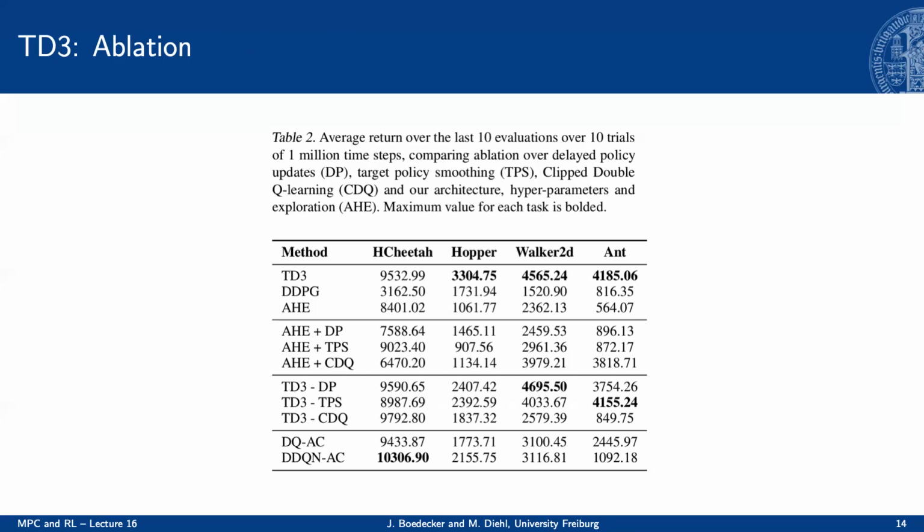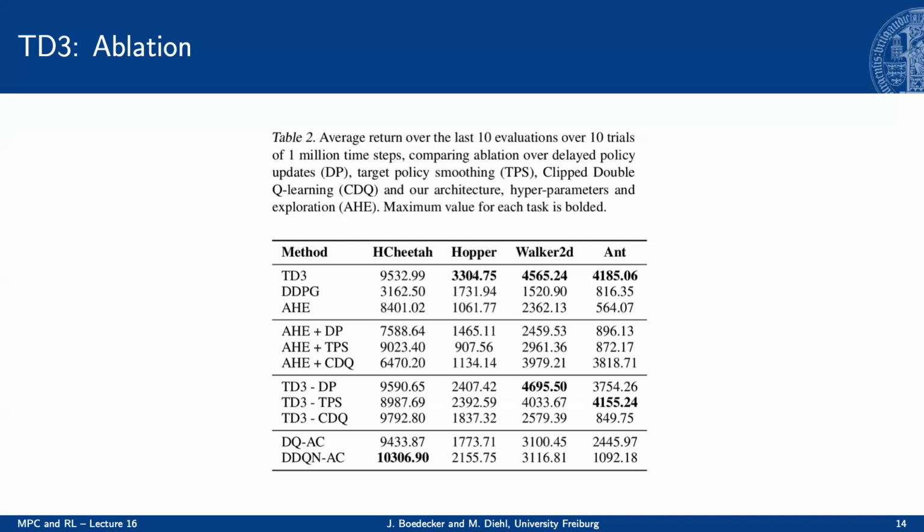And then they looked at what happens if we just use delayed policy updates, what happens when we use this target policy smoothing and this clipped double Q learning. You see that it helps over just using DDPG, but the best is, of course, if you combine all three of them.